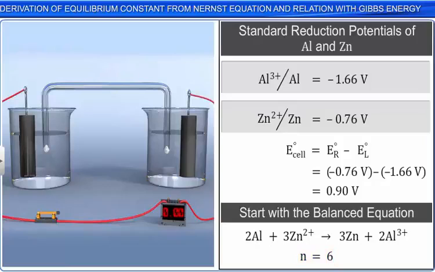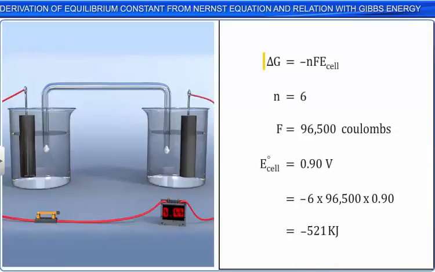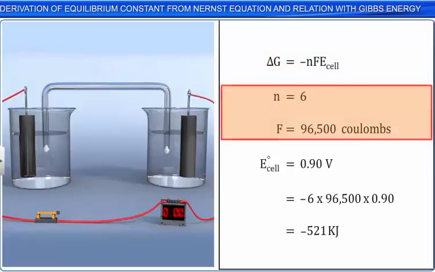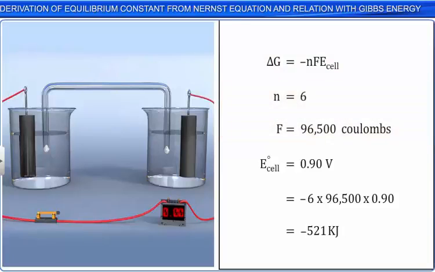You know that delta G is equal to negative nFE cell. You can substitute these values in the equation. We get the Gibbs free energy is equal to negative 521 kilojoules.